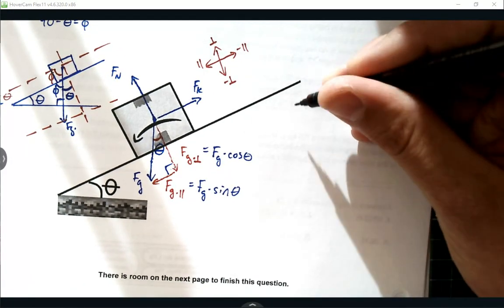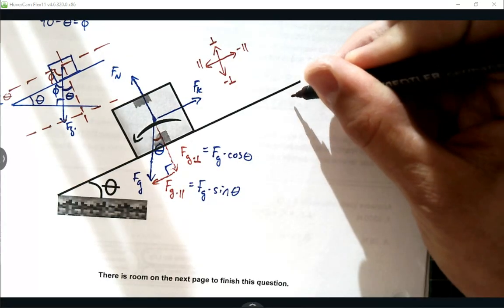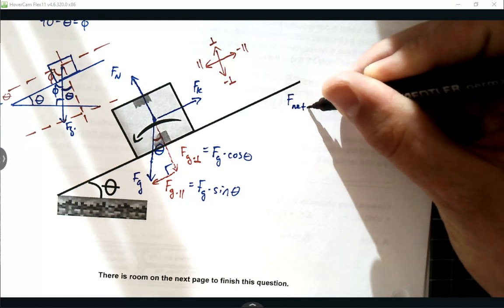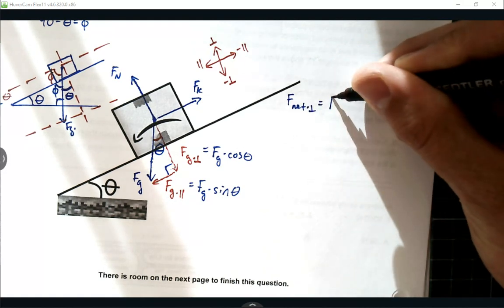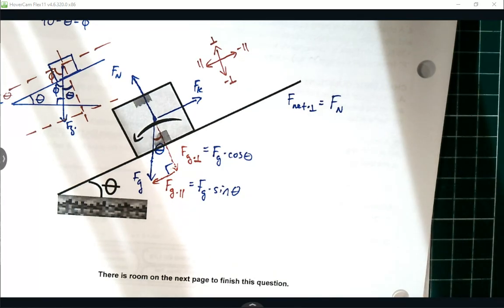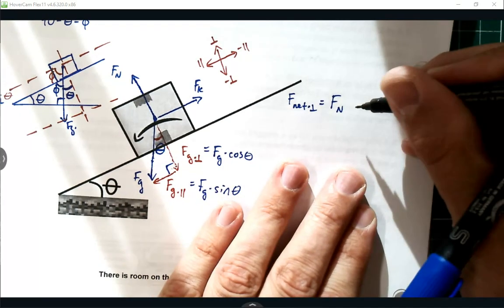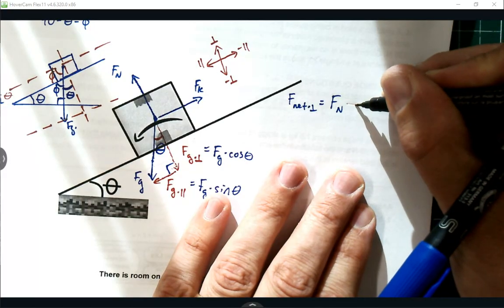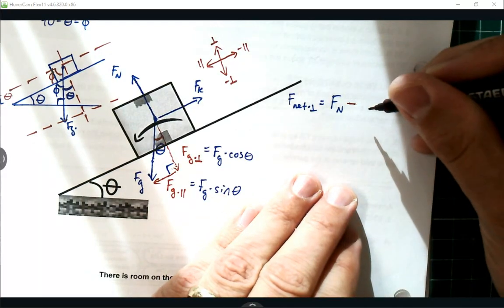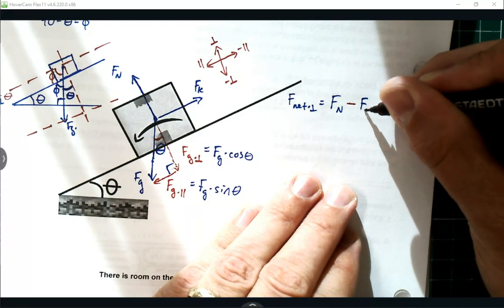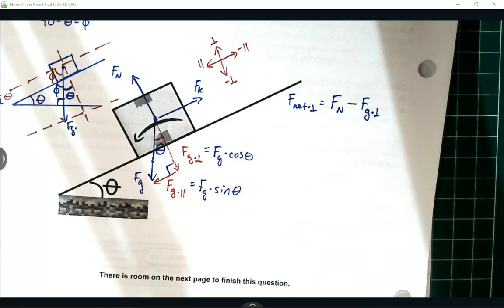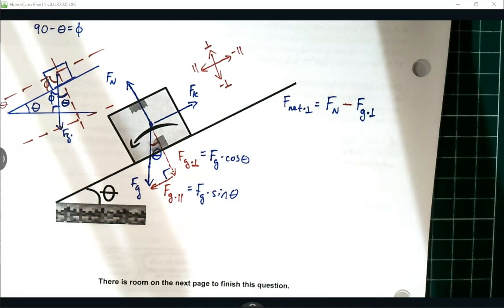So I could say, well, in the perpendicular direction, we could say F net perpendicular is equal to the F normal. And you know, we could say plus FG perpendicular, but I think I'm going to say FG perpendicular is in the negative direction, pressing into the incline, so I'm going to call it negative FG perpendicular, only because it's pulling us in that negative perpendicular direction.